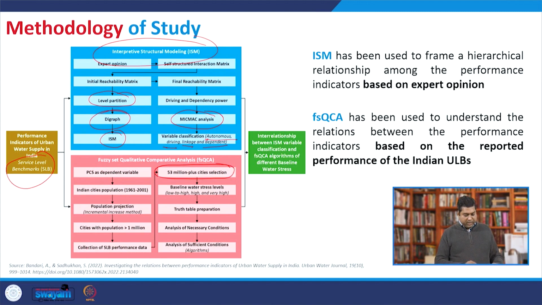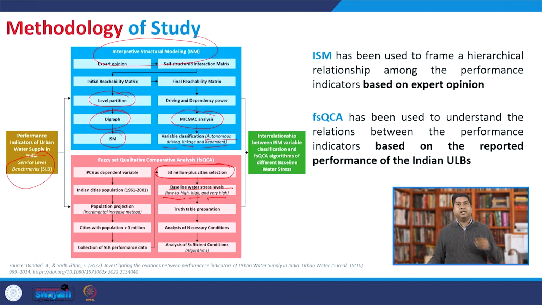Then we collected the service level performance data which are available for these 53 million-plus cities, so we have taken that into consideration. Then we classified all these cities based on the baseline water stress level, and we made categories: low to high is one category, high is another category, and very high is another category. Now, why is that so? Why have we bifurcated that kind of information?